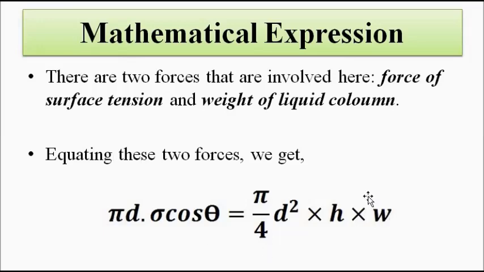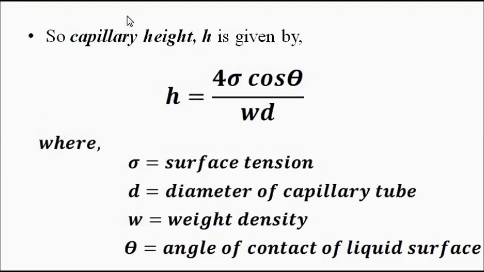When we equate the two forces, the force of surface tension and the weight of the liquid column, we get the capillary rise or capillary depression height as 4 sigma cos theta by WD, where sigma is the surface tension force, D is the diameter of the capillary tube, W is the weight density, and theta is the angle of contact of the surface tension force with the liquid surface along the tube.